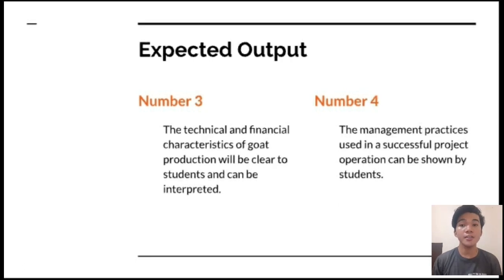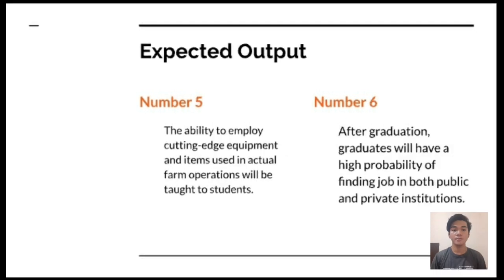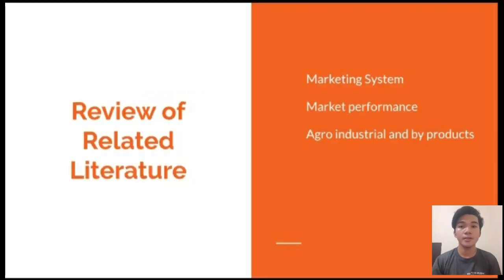Number 3, the technical and financial characteristics of goat production will be clear to students and can be interpreted. Number 4, the management practices used in a successful project operation can be shown by the students. Number 5, the ability to employ cutting-edge equipment and items used in actual farm operations will be taught to the students. Number 6, after graduation, students will have a high probability of finding a job in both public and private institutions.